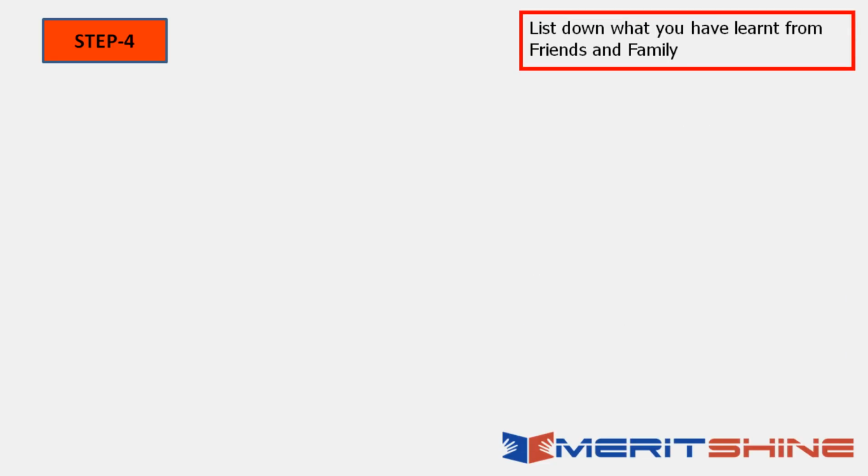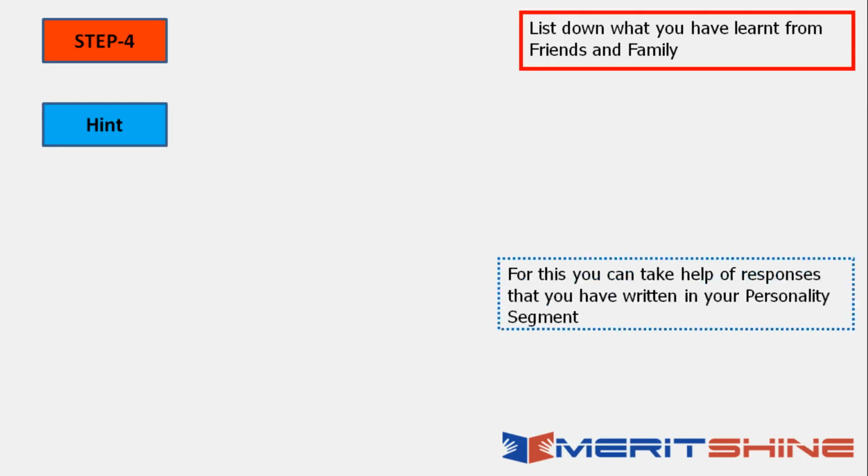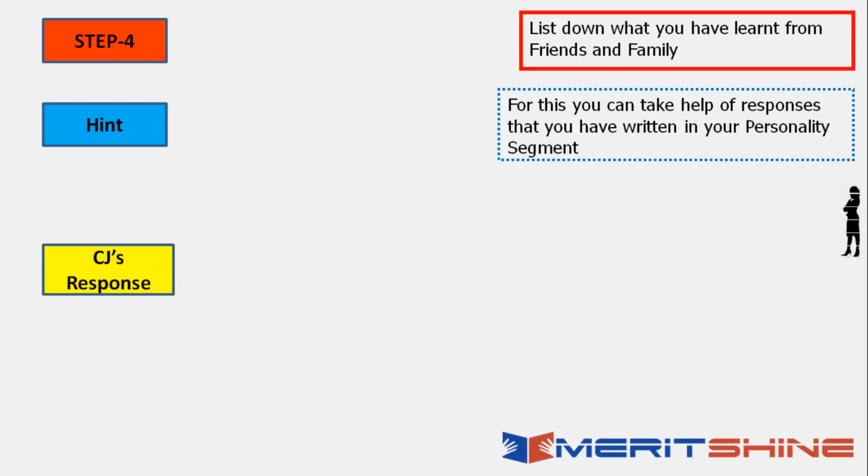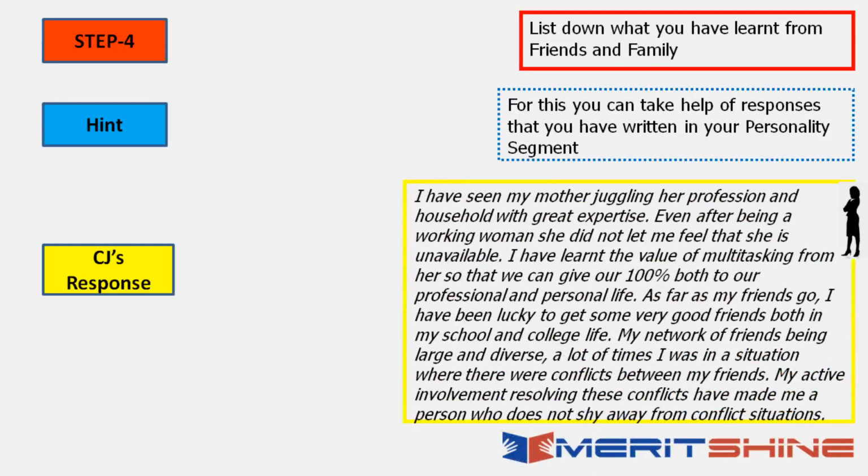CJ, now you list down what you have learned from your friends and family. I can give you a hint. The hint will be, for this you can take the help of the responses that you have written in your personality segment of HAPI-G. Okay, let me see what CJ does. Okay, now CJ's response.